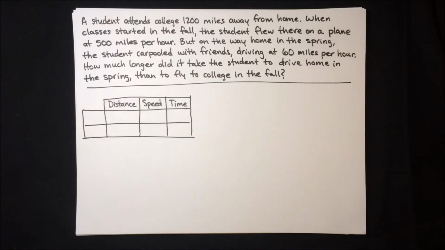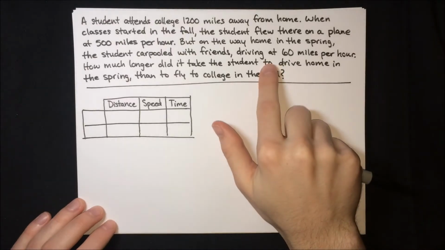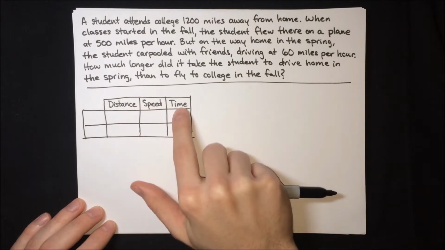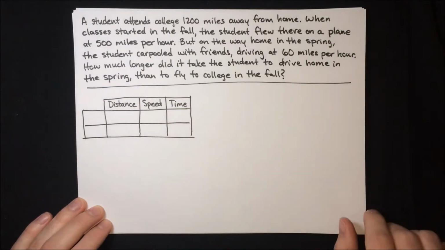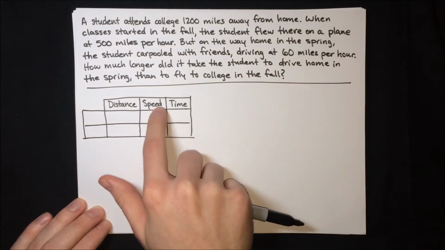In this video, I'm going to show you how to solve word problems on the topic of speed, distance, and time, where we have to solve for an unknown time. The key to these problems is to remember that distance equals speed times time.